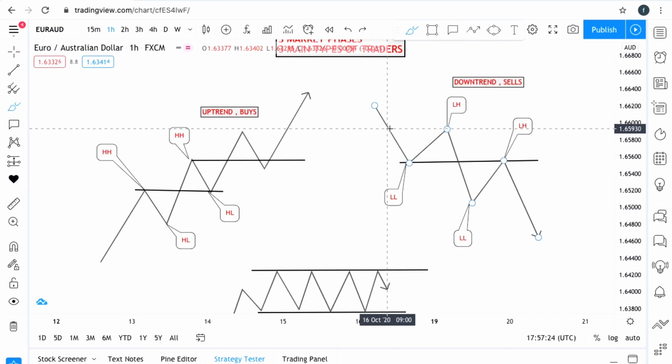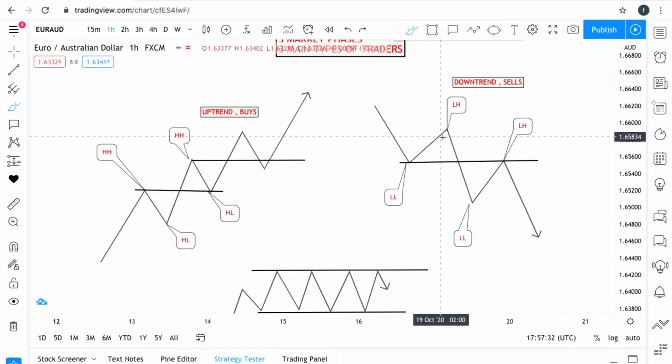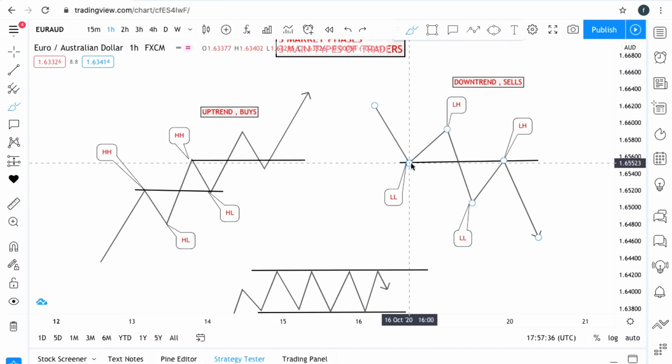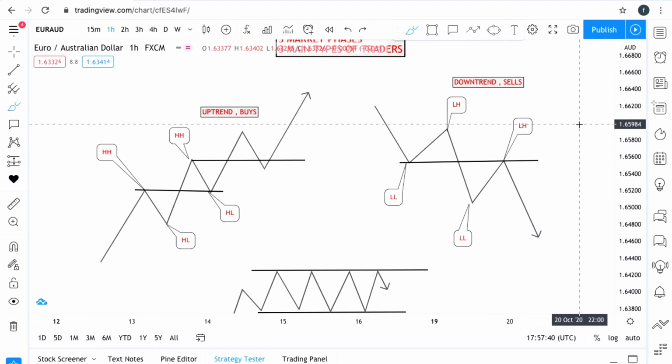For the downtrend now, in a downtrend you're looking for sell opportunities, of course. Once you can identify that the market is in a downtrend, you're only looking for a sell. Do not anticipate a reversal, meaning do not anticipate that the market will turn back and start to go up.